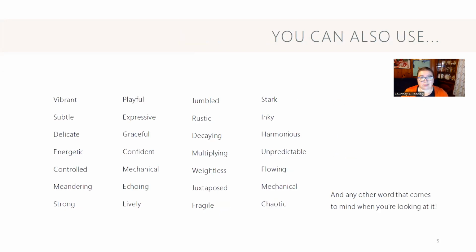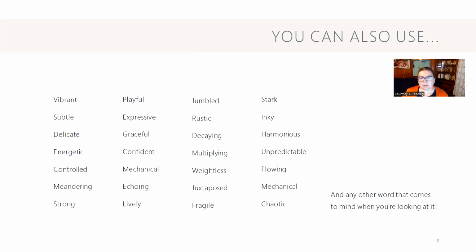You could also use other words. These are the more adjective based: playful, jumbled, stark, inky. So if you're using ink, it might be an inky line, which seems rather logical perhaps, but it's a really free and expressive style of a line. Mechanical would be the opposite of that. You're not going to be free and expressive. It's going to be rather rigorous and geometric in its approach. So any of these words would work.